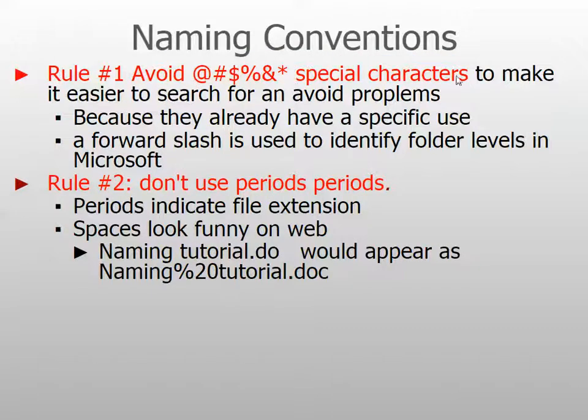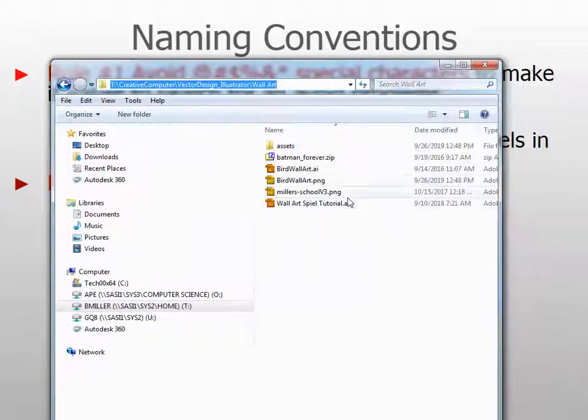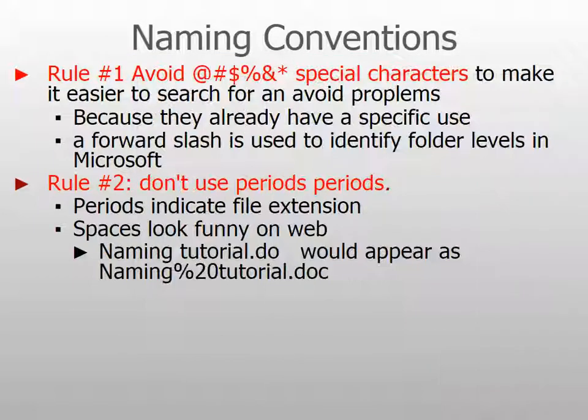Write this down in your notes, everything in red. Rule number 2, don't use periods, because if you look, a period is how the PC knows what program to open it with. So that's the file extension. So that is a .ai, Adobe Illustrator. It knows, hey, I'm going to open this in Adobe Illustrator. This is a .png, so Windows knows that that is a picture that you're going to use. So don't use the periods, because they already have a special use.